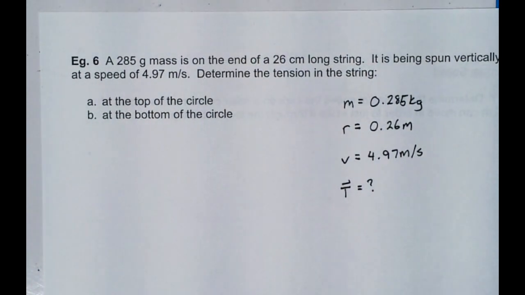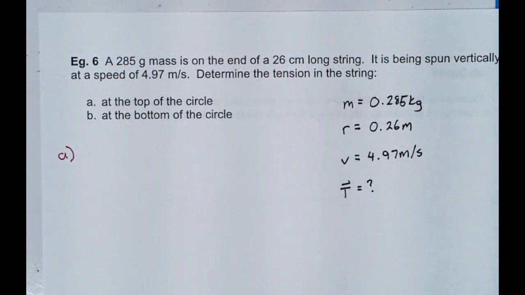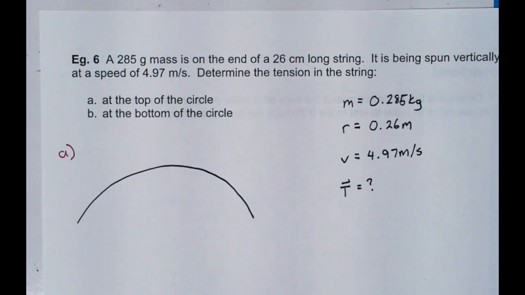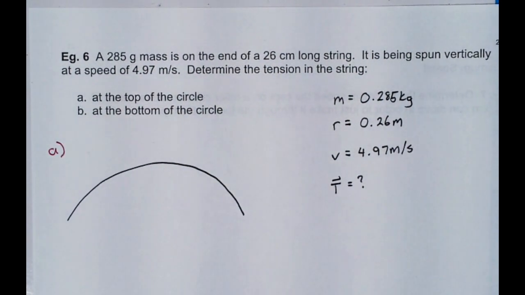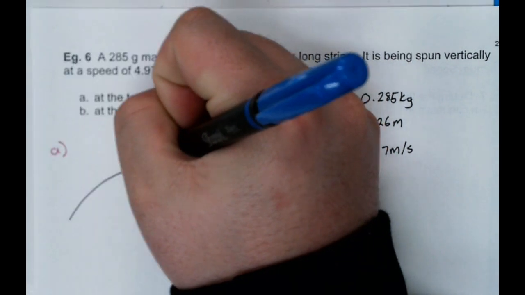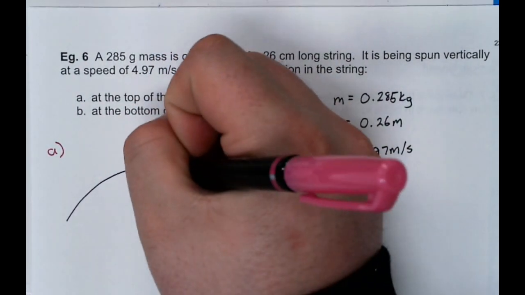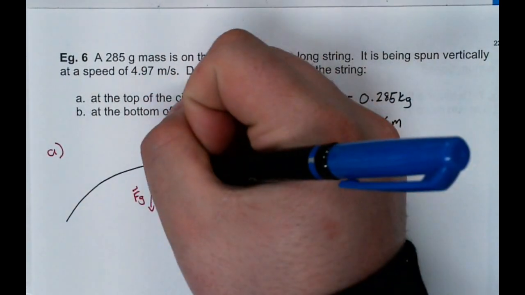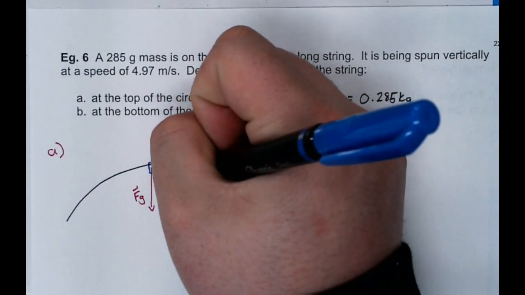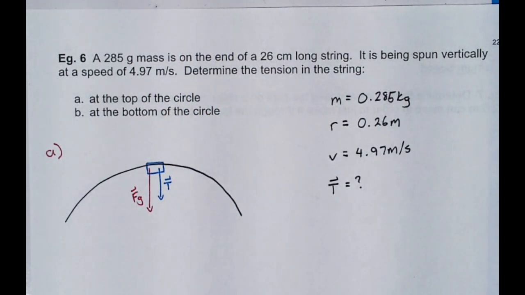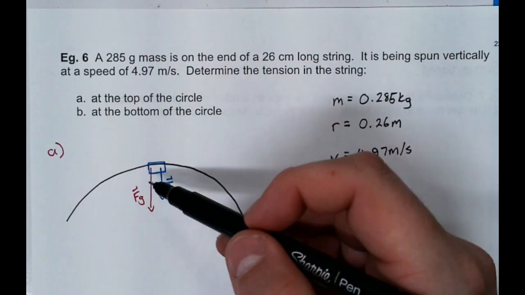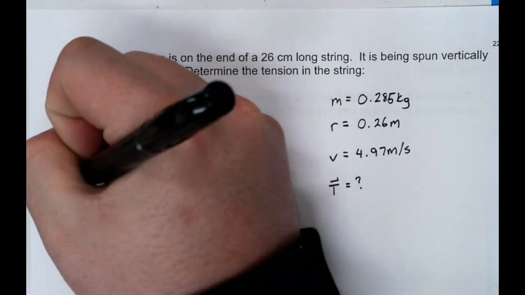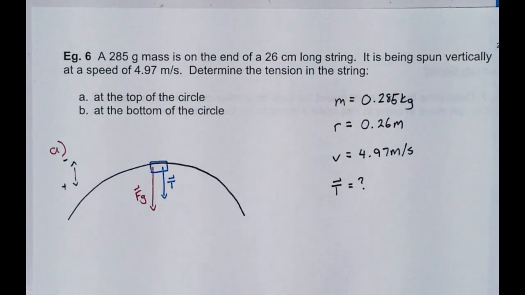So let's look at part A first. In part A, we are at the top of the circle. So when we're there, I'm going to draw a free body diagram. Our object is now at the top of the circle, and as always, the force due to gravity is going to act down. We also know the tension force for the rope is going to be straight down as well. So in this case, because both lines are going down, I'm going to make down positive and up negative. That way I'm just working with positive numbers.